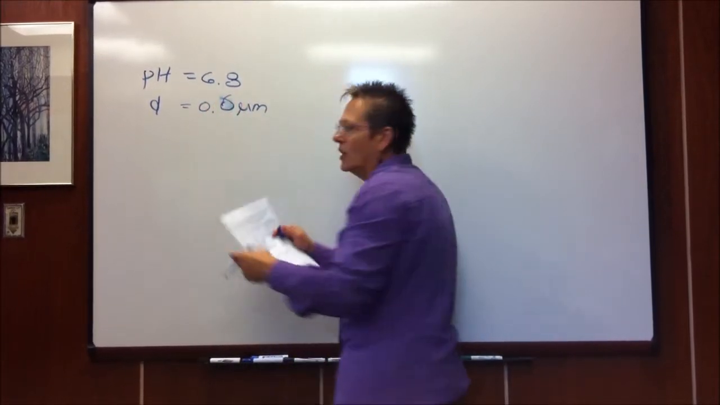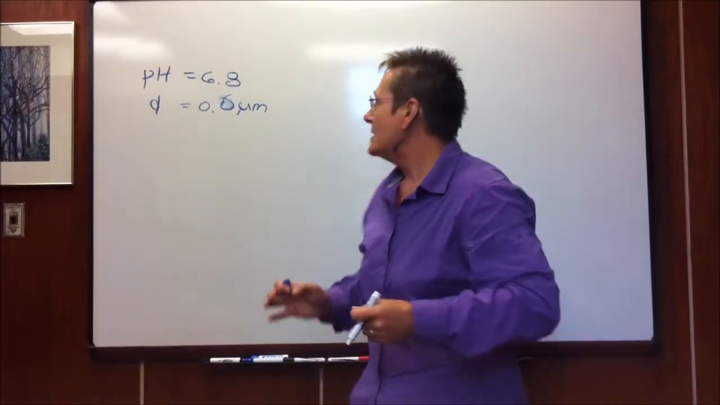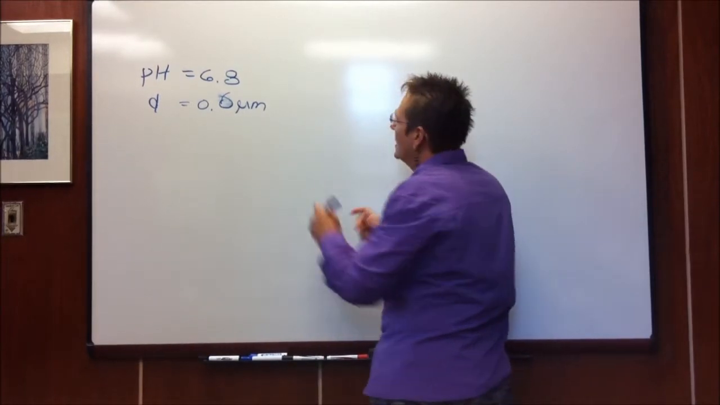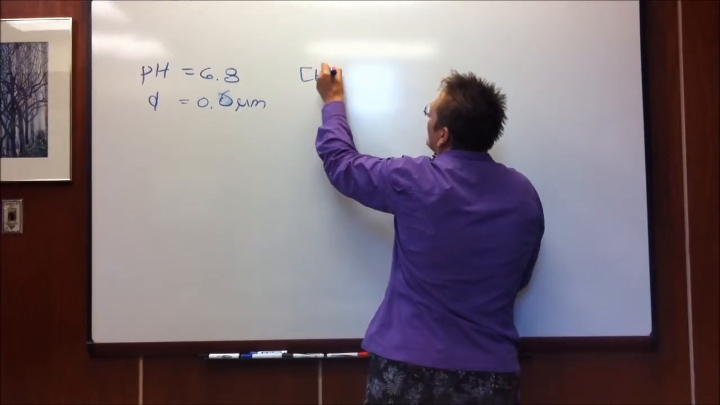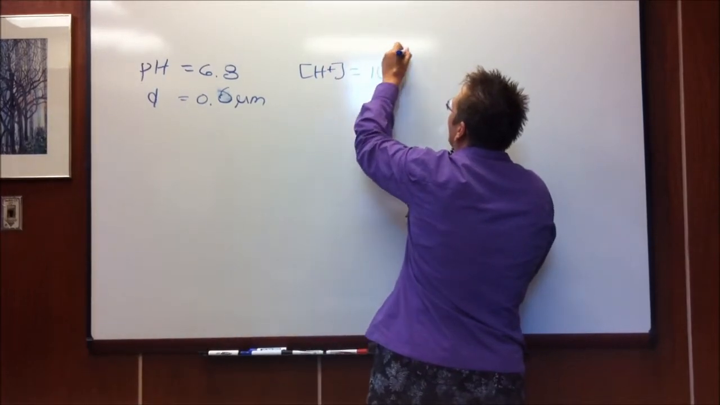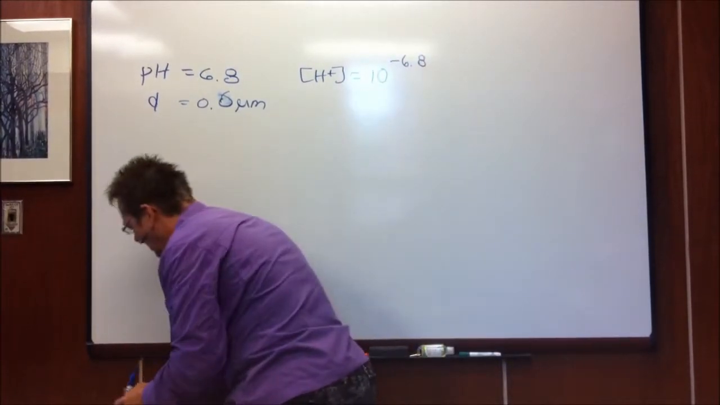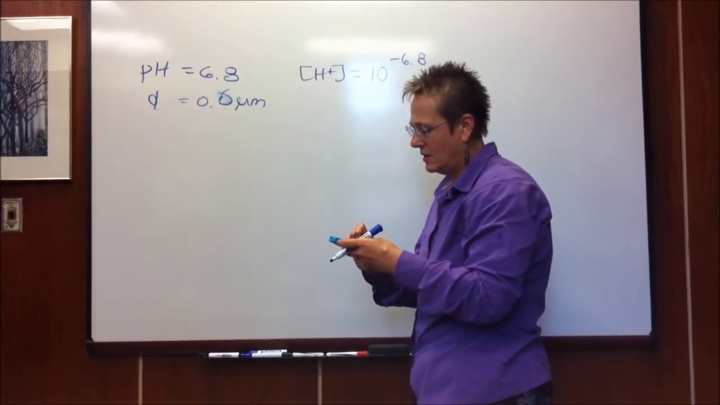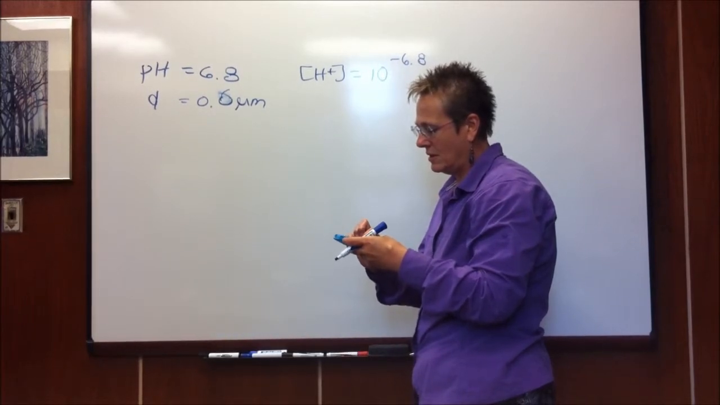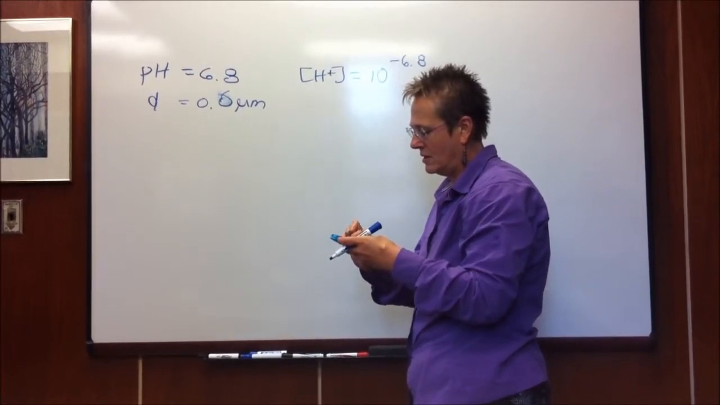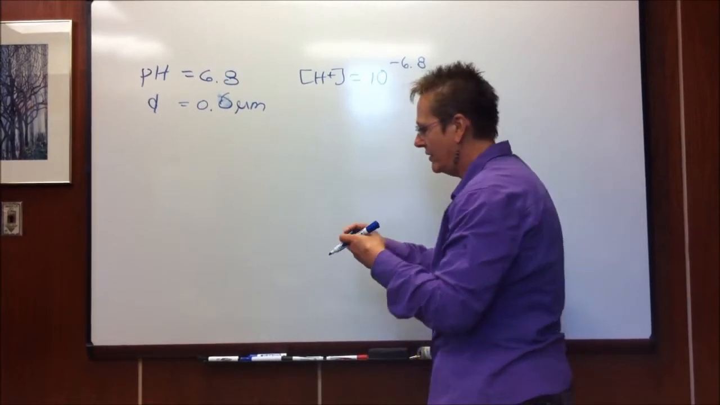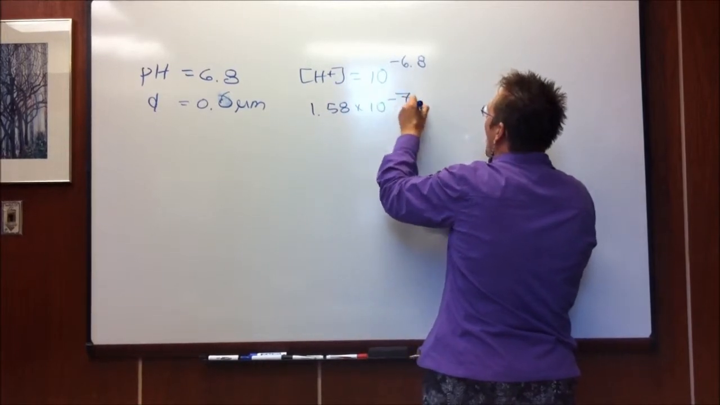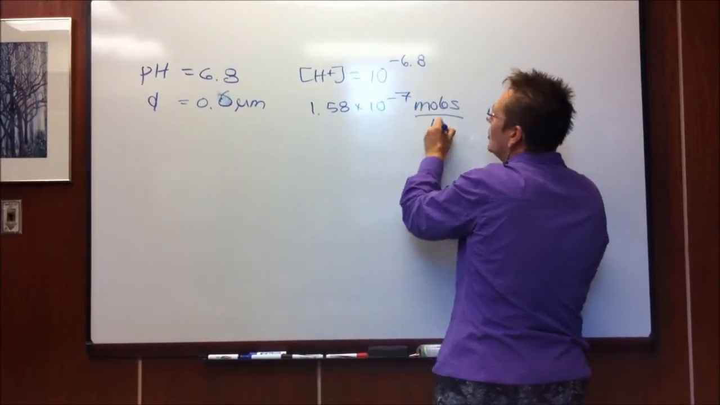micrometers. Okay, the easy part of the question is to figure out the hydrogen ion concentration given a pH of 6.8. We need hydrogen ion concentration equals 10 to the negative 6.8, which I can do on my calculator. And I get a value of 1.58 times 10 to the minus 7 moles per liter, or molar.